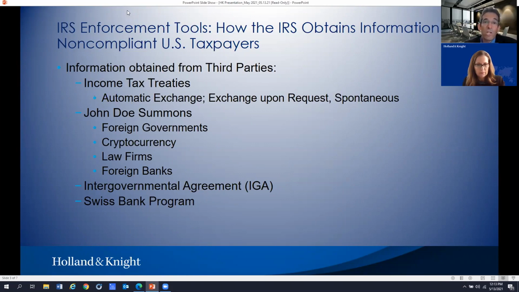There's exchanging upon request, where one country asks the other country to provide information, and then there's spontaneous, where one government unilaterally sends information to the other government on the theory that what they have is helpful. And as I said, the information works both ways. The fact that we have these treaties, and I think it's something like 70 treaties, any of those countries can come to the US and ask the US to help them get information.